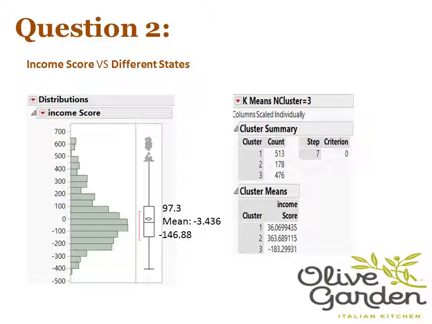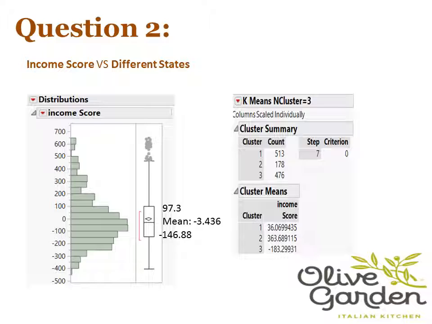Then let's come to question 2. To find whether geographic factors will influence the income score, first, I made the box plot based on the income score and found that the mean is negative 3.4 and 50% of restaurants have revenues varying from negative 146 to 97.